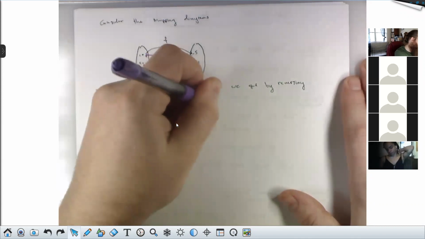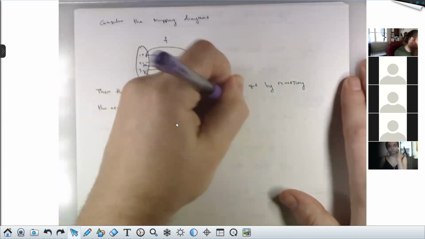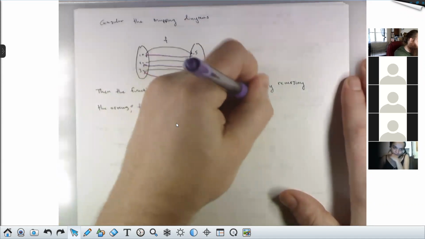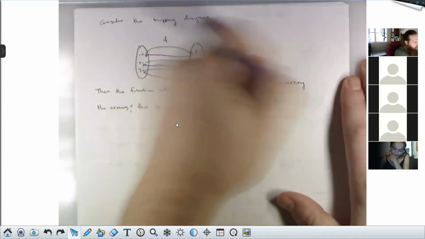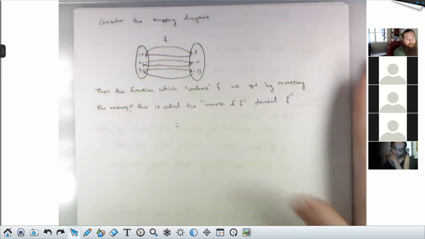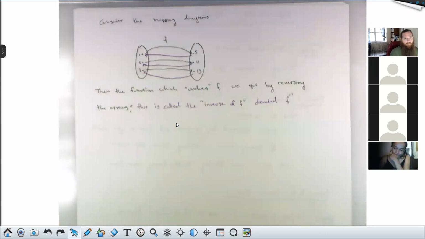The inverse of f, and it's denoted by f inverse. Right, so f of 1 is 5, f of 2 is 11, f of 3 is 13. f inverse of 5 is 1, sends that 5 right back home. f inverse of 11 is 2, sends that 11 back to the input from which it came. And f inverse of 13 is 3.